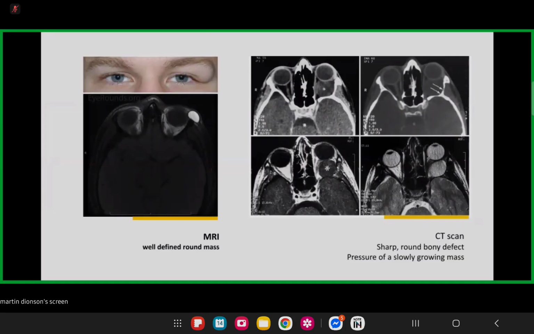Okay, so here you would see that there's a bulging structure on the lateral aspect of the brow or on the temporal area. Then either we can request for an MRI or a CT scan. So with the MRI, you would see that there's a well-defined round mass located at the temporal aspect. So this is one of the characteristics of your dermoid cyst.